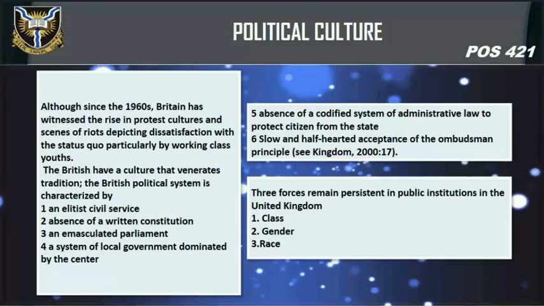The British political system is characterized by 1. An elite civil service, 2. Absence of a written constitution, 3. An emasculated parliament, 4. A system of local government dominated by the center, 5. Absence of a convergent system of administrative law to protect citizens from the state, and 6. Slow and half-hearted acceptance of the Ombudsman principle.